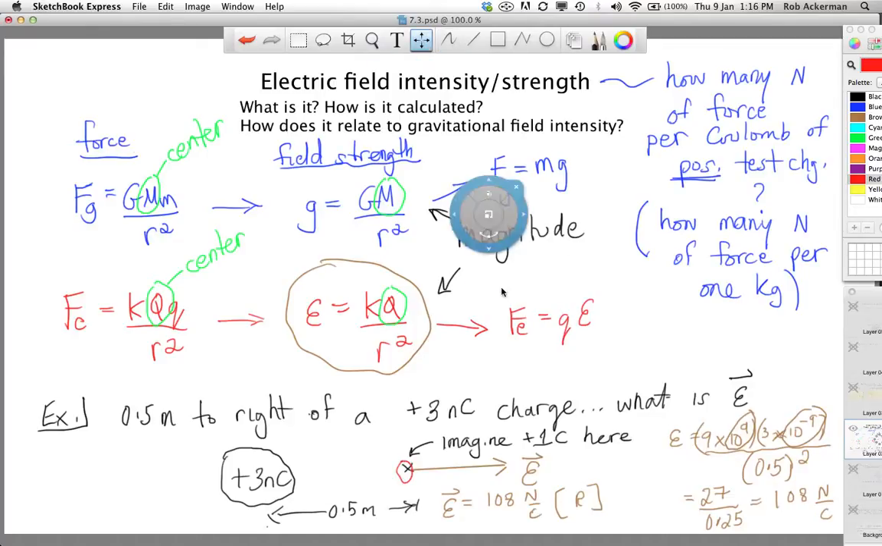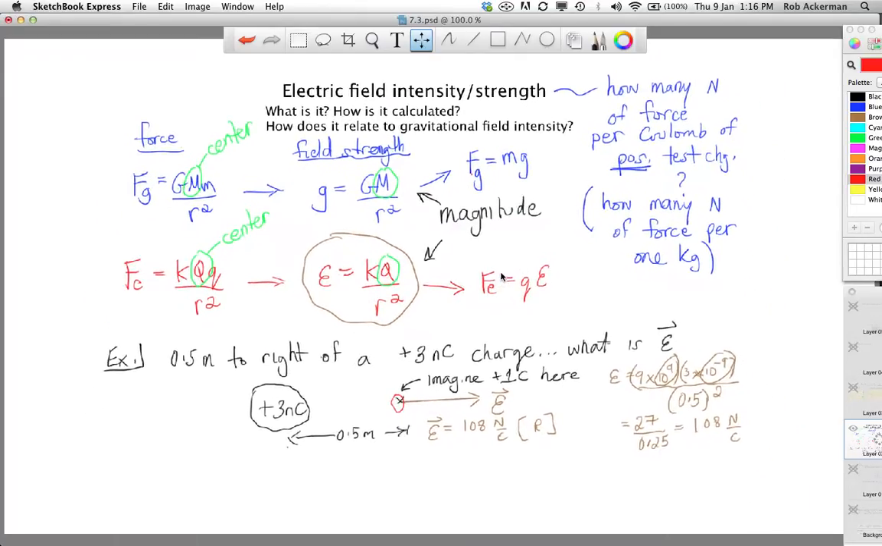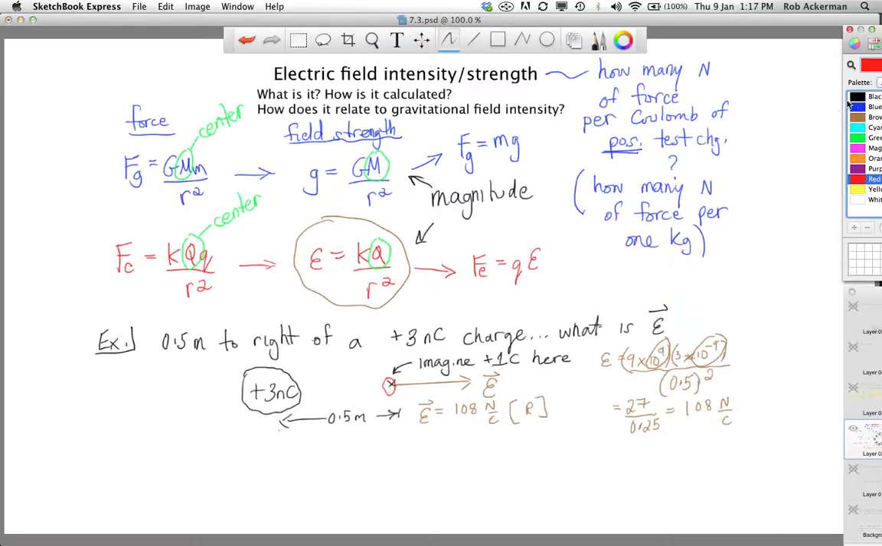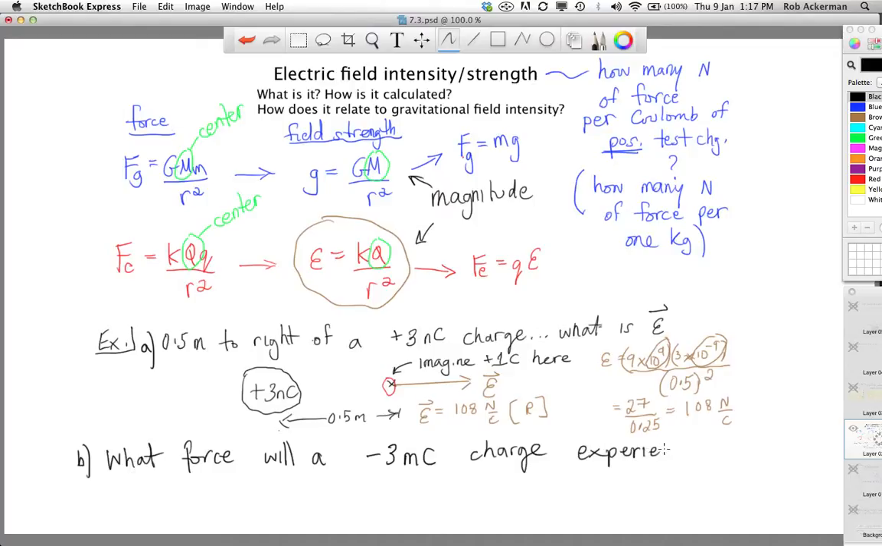So what I might ask you as a second part to this question is the following. Let's call that part A. So now part B. What force will a -3 millicoulomb charge experience at that same point? Okay, so now you have to imagine -3 millicoulombs being placed right here.